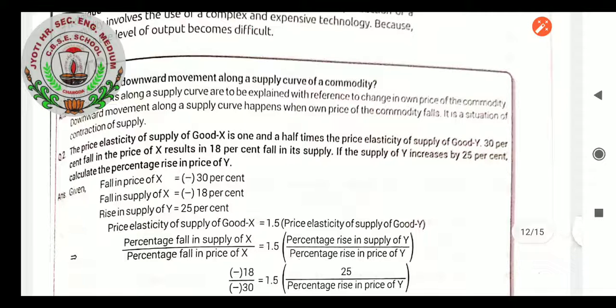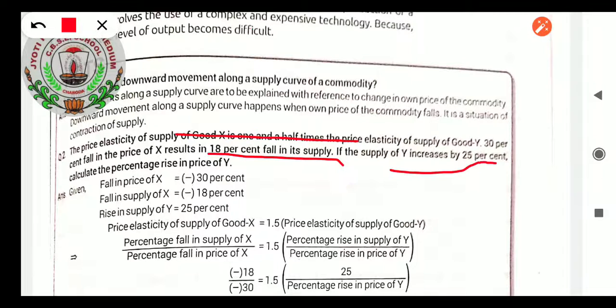The price elasticity of supply of goods X is 1.5 times that of Y. Supply of Y increases by 25%. We have to calculate the percentage rise in price of Y. Let us calculate. What are the given values? Fall in price of X, minus 30%. Fall in supply of X, 18%. Rise in supply of Y, 25%. We have to find the price of Y.